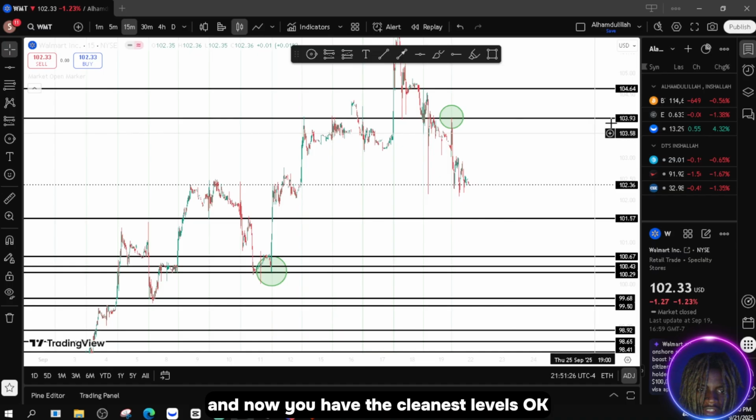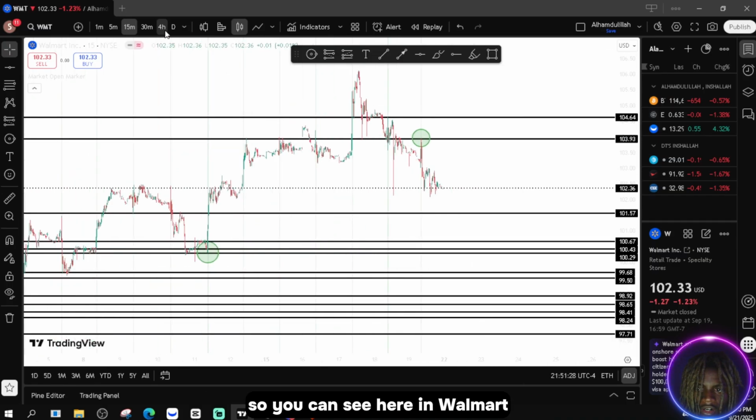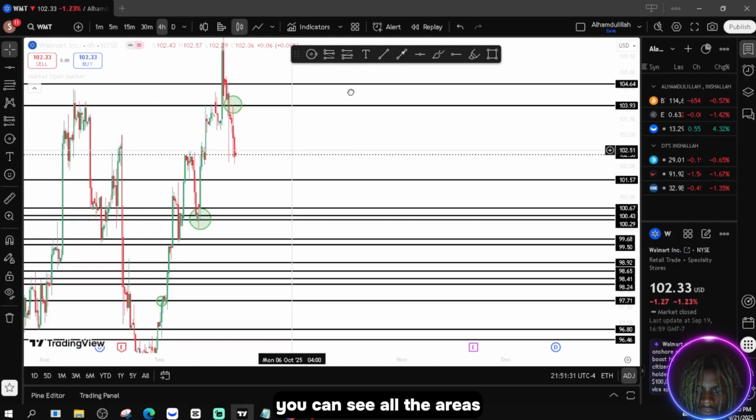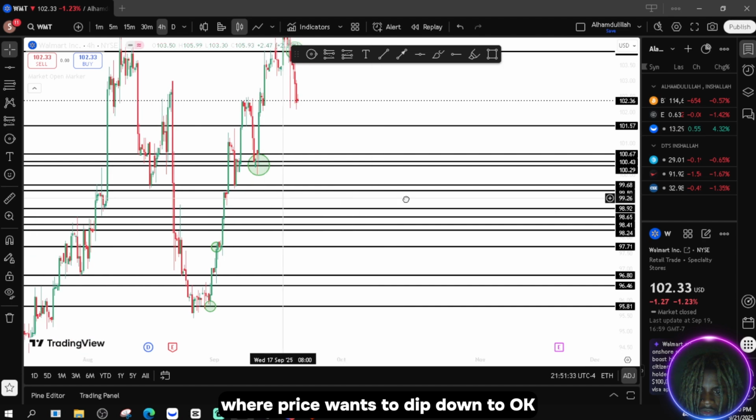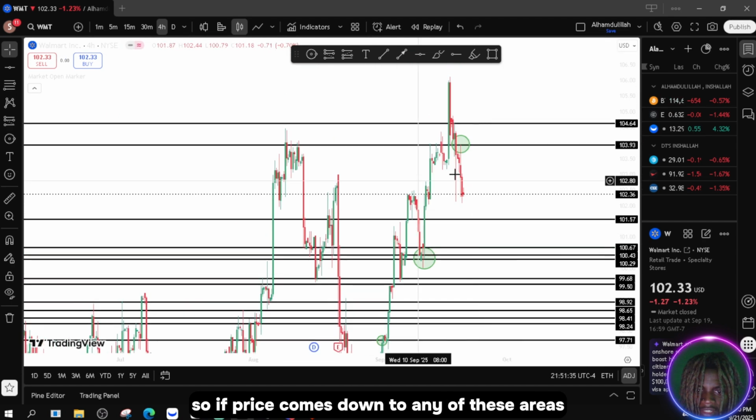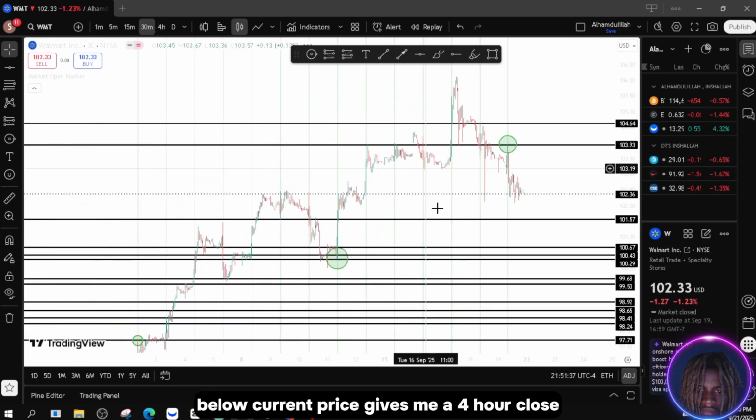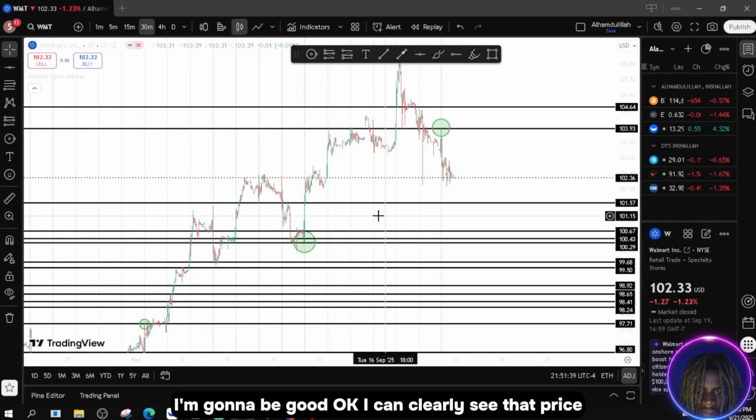And now you have the cleanest levels. Okay, so you can see here in Walmart, if I get on my 4-hour time frame, you can see all the areas where price wants to dip down to. Okay, so if price comes down to any of these areas below current price, gives me a 4-hour close, I'm going to be good.